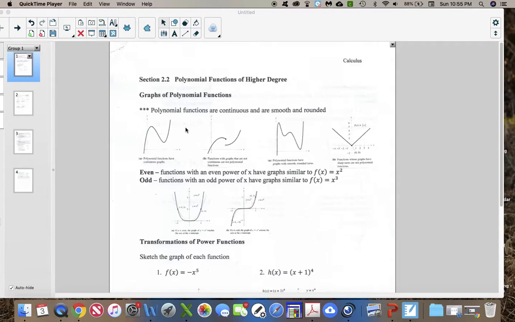But I'm going to go ahead and give you guys notes for section 2.2, which is 4 pages long, but most of it is just showing you graphs of things. So it's not too terribly hard.